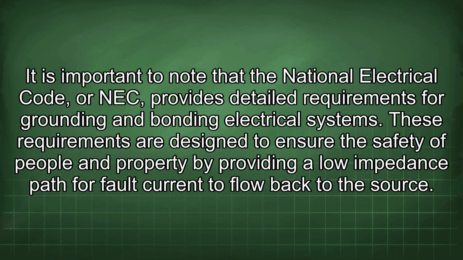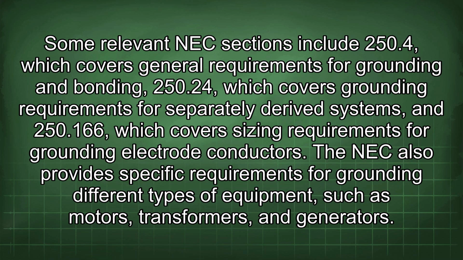It is important to note that the National Electrical Code, or NEC, provides detailed requirements for grounding and bonding electrical systems. These requirements are designed to ensure the safety of people and property by providing a low impedance path for fault current to flow back to the source. Some relevant NEC sections include 250.4, which covers general requirements for grounding and bonding, 250.24, which covers grounding requirements for separately derived systems, and 250.166, which covers sizing requirements for grounding electrode conductors.